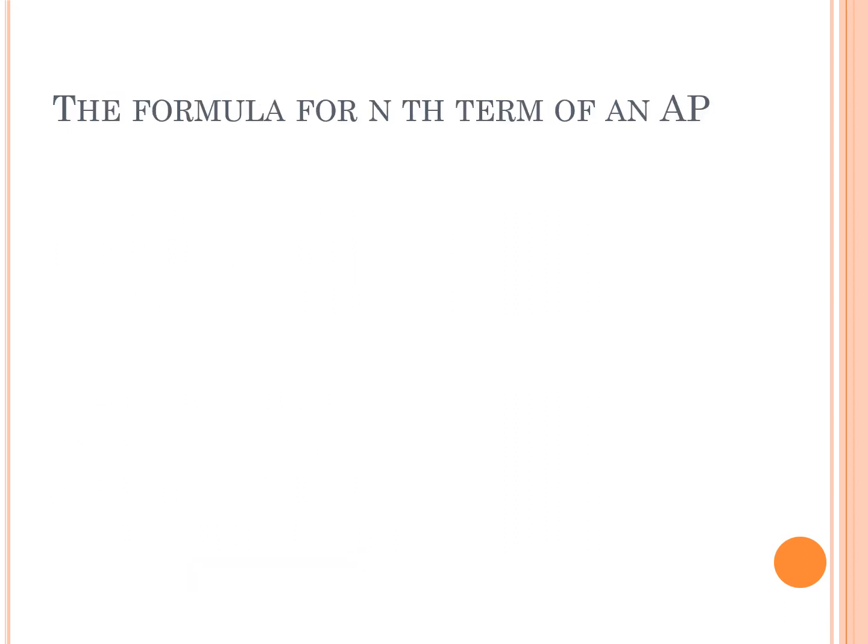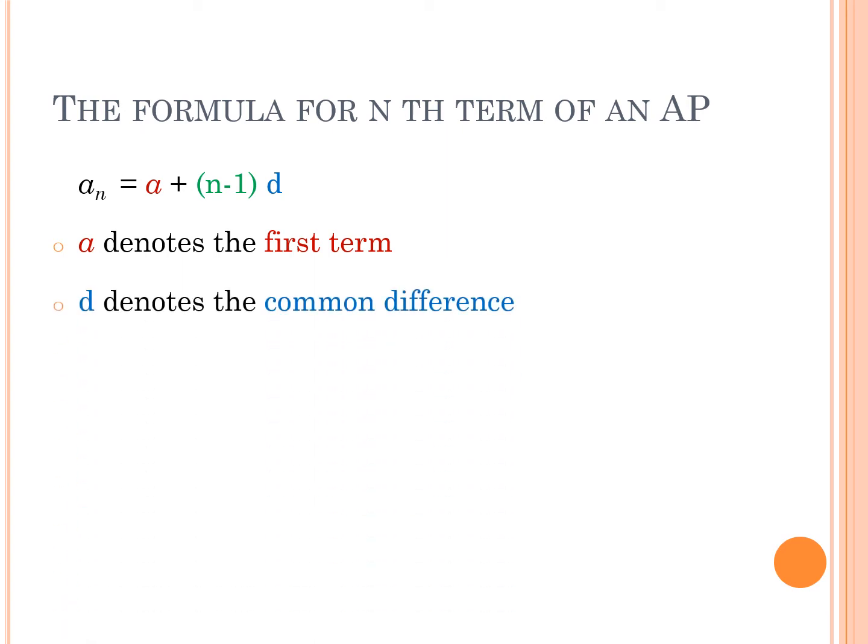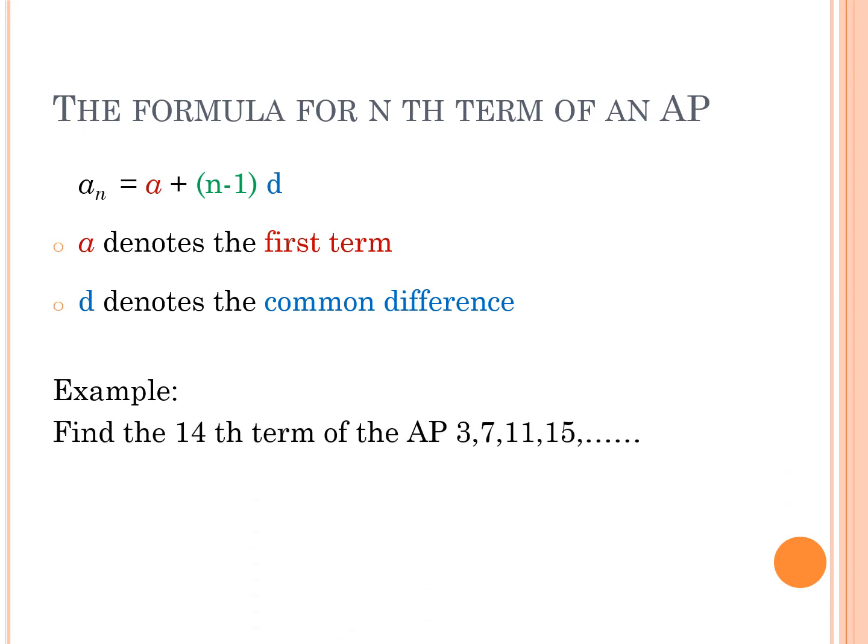Now, we shall see the formula for finding the nth term of an arithmetic progression. The nth term is obtained as a_n equals a plus (n minus 1) times d, where a denotes the first term and d denotes the common difference. We shall see an example.